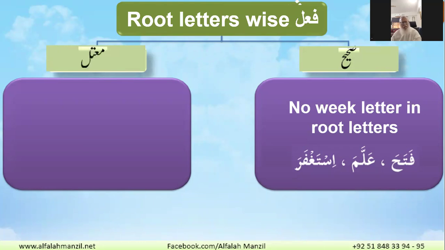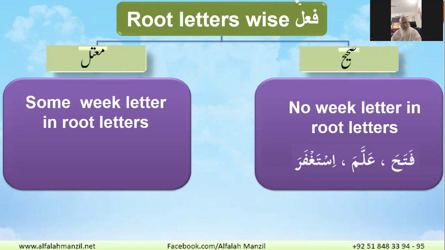In Ghain Fa Ra there is no Waw, no Ya, no Alif. And they are called Mu'tal, meaning weak. When some weak letter comes in the root letters, they are called Mu'tal, just like Wahaba, Qala, Rama. Then they are further categorized: when it comes in the beginning, in the middle, or at the end, when one weak letter comes, when two come, they have different categories. And sometimes we will discuss that.